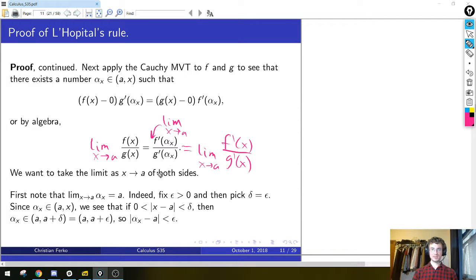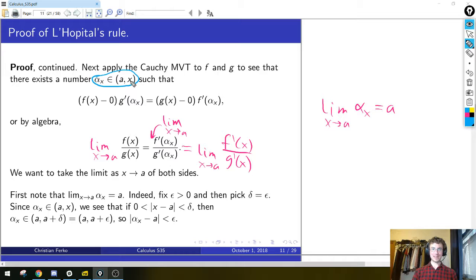So it's not totally clear at the moment that this limit in the middle is the same as the limit on the right. We have to prove that. To do that, we need a couple steps. So first, this alpha sub x, I claim that as x goes to a, alpha sub x approaches a. So maybe that's pretty obvious, because this alpha sub x sits in an interval between a and x.